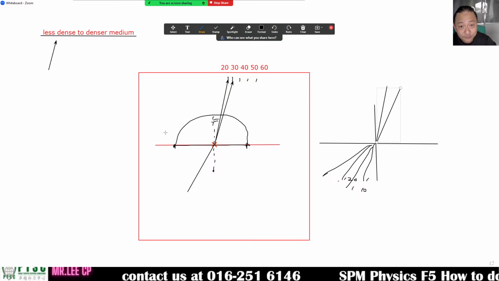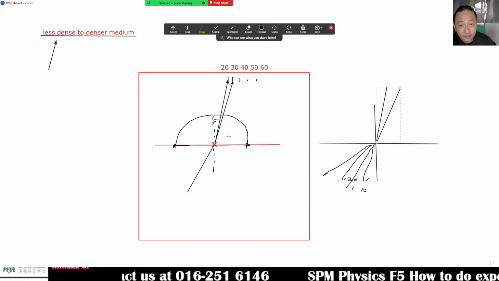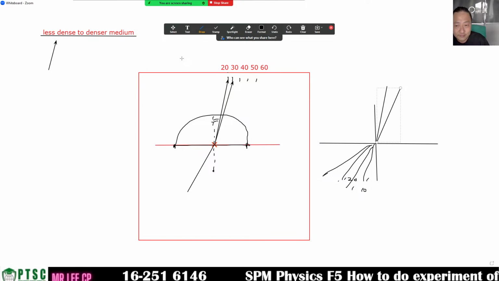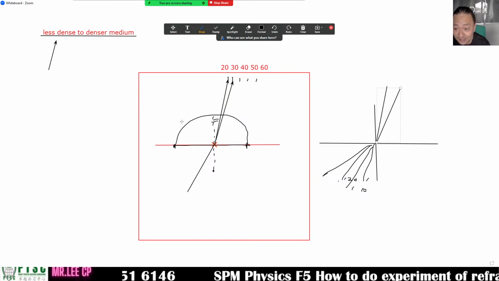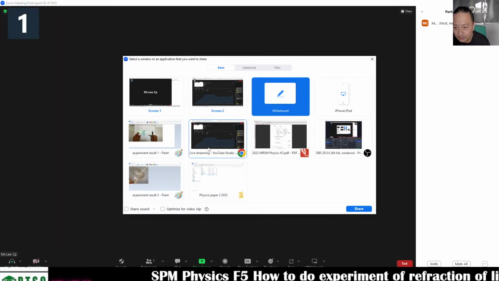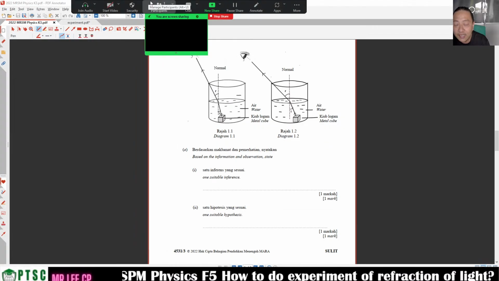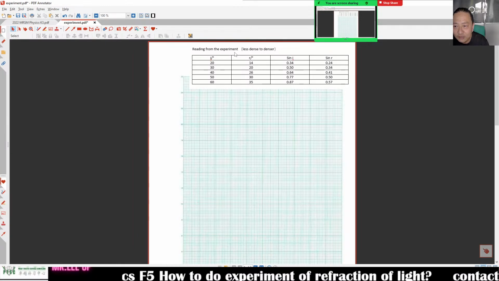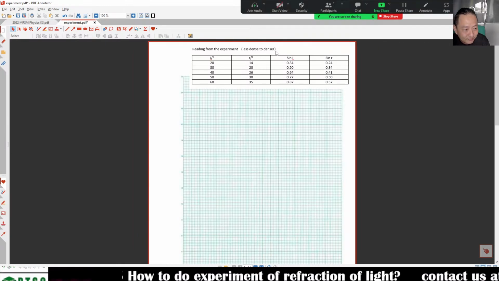Is that okay for you? This one, any question from here? Less than to denser, tidak ada. Less than to denser, then I will get the experiment. Alright, reading from less than to denser.